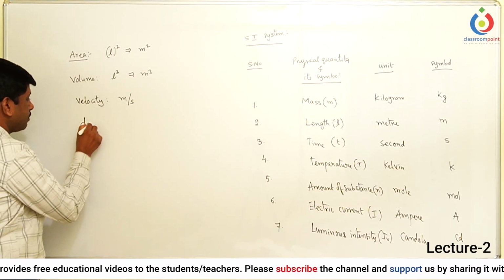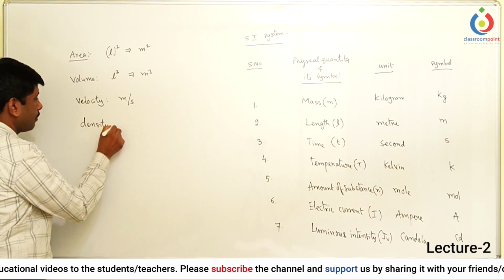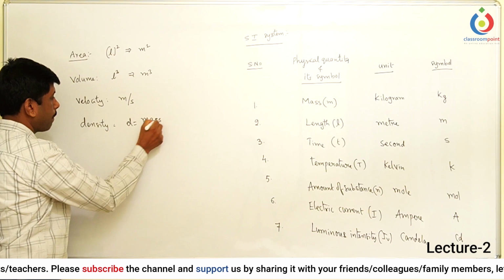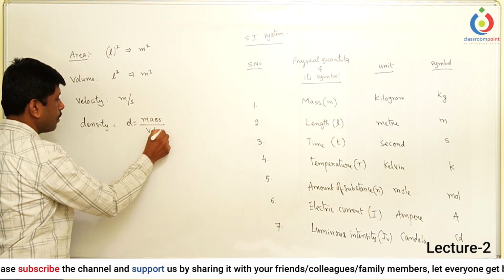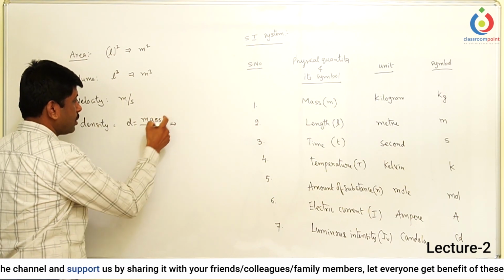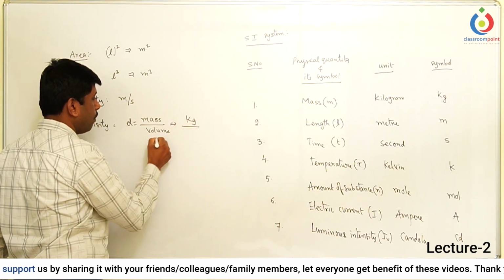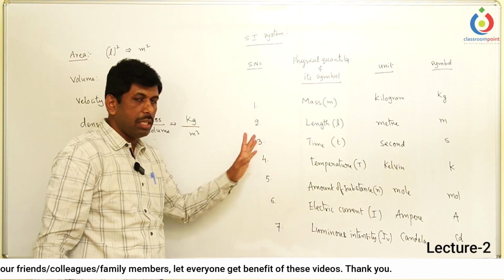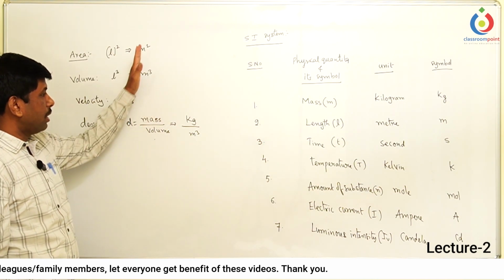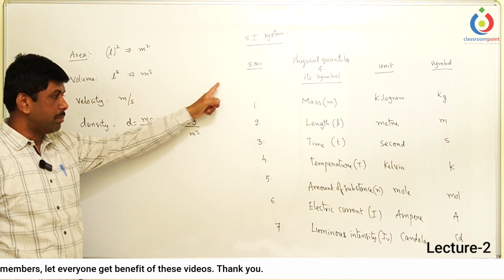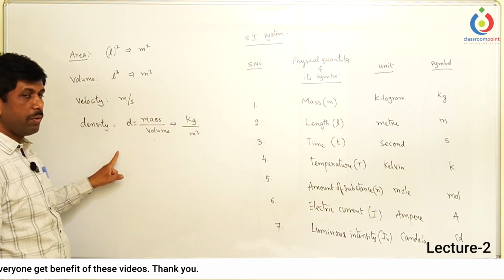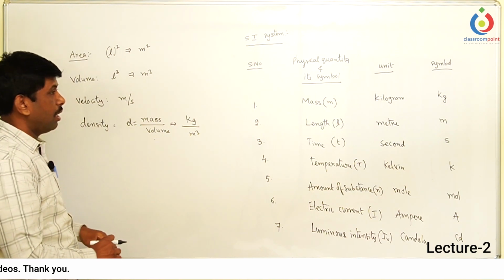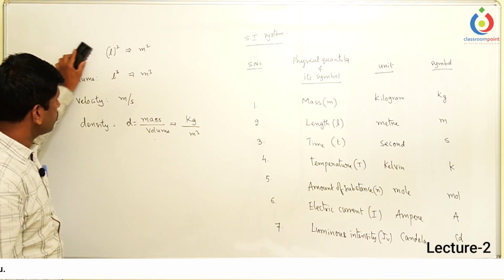Next, density. So density means mass upon volume. So mass units are kg, volume units are meter cube. Kg and meter cube are again present in the same base units. So whatever the other units derived from these base units are called the derived units. So these all come under the category of derived units. Let us see other properties of matter.